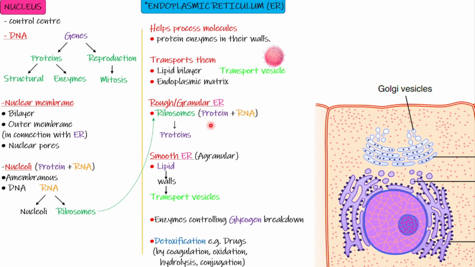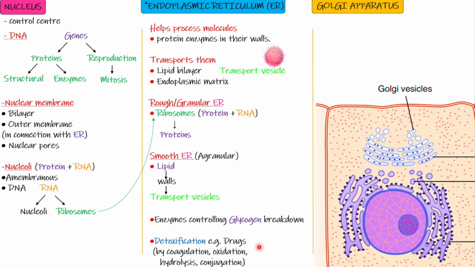So how does the endoplasmic reticulum detoxify drugs? It detoxifies drugs by coagulation, oxidation, hydrolysis, and conjugation. These are the four mechanisms of detoxification of drugs by endoplasmic reticulum. So this was the function of endoplasmic reticulum.